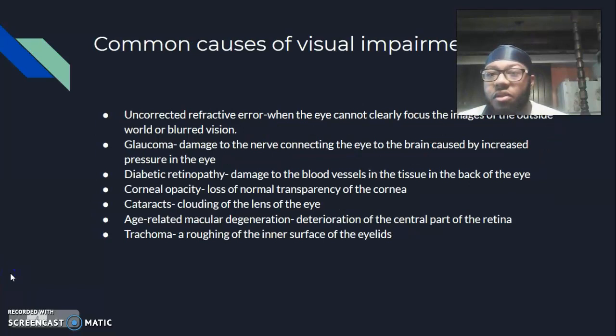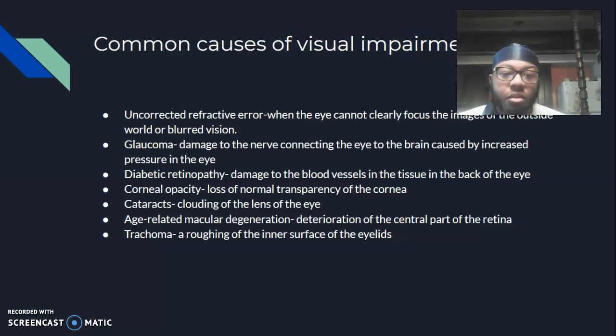Some common causes of visual impairment are uncorrected refractive error, which is when the eye cannot clearly focus the images of the outside world, or blurred vision. You have glaucoma, which is damage to the nerve connecting the eye to the brain caused by increased pressure in the eye. You have diabetic retinopathy, which is damage to the blood vessels in the tissue at the back of the eye. You have corneal opacity, which is loss of normal transparency of the cornea.